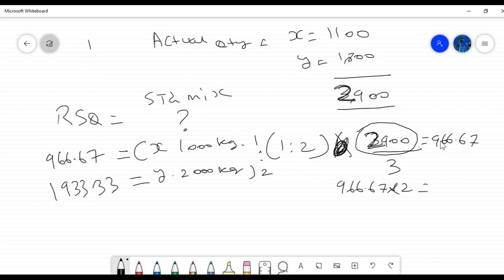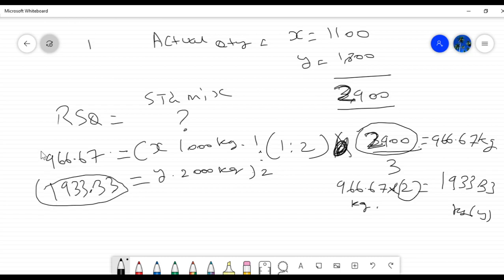This 966.7 is for X. 966.7 kgs for X. So 966.7 kgs into 2. Why into 2? Because 1:2 ratio, X is to Y, X is 1, Y is 2. So 966.67 into 2 equals how much? 1933.33 kgs. So this is for Y. That is what I have written here. For Y it is 1933.33, for X it is 966.67. So this is the revised standard quantity.